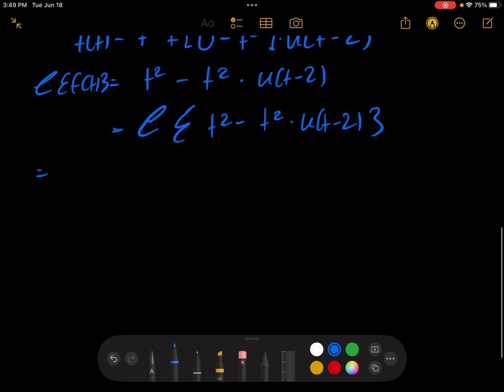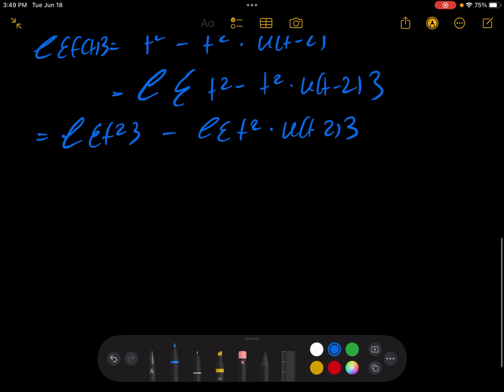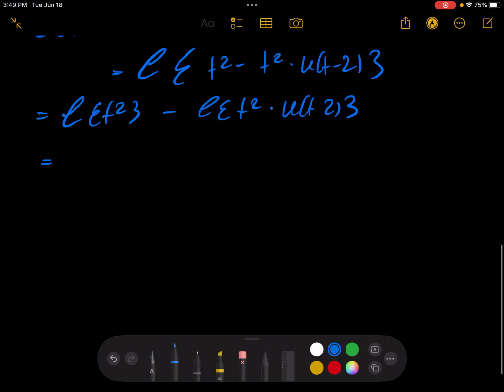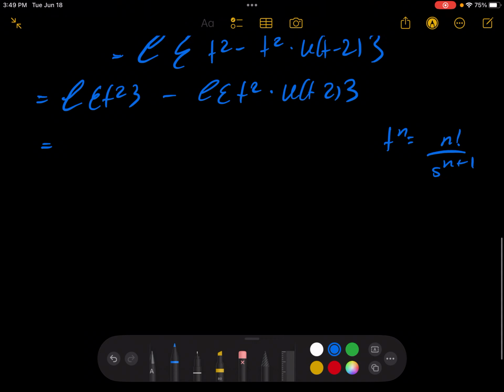And after this, we're going to apply the linearity theorem and expand that inside. So then we got Laplace of t squared minus the Laplace of t squared times u at t minus 2. Cool. And so the first one's pretty easy. We're going to use our t to the n formula, which equals n factorial over s to the n plus 1. And with this, our n is just 2. So we're going to get 2 over s, n plus 1 would be 3. So that's the first one.